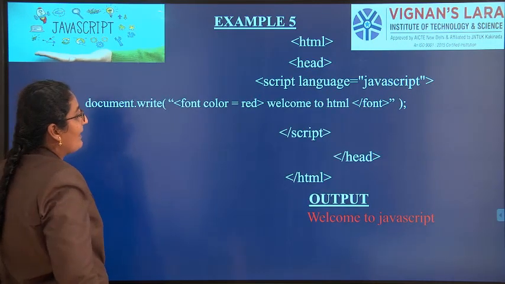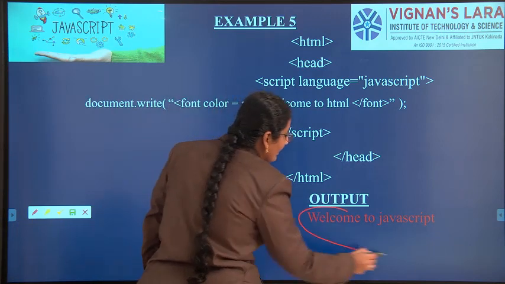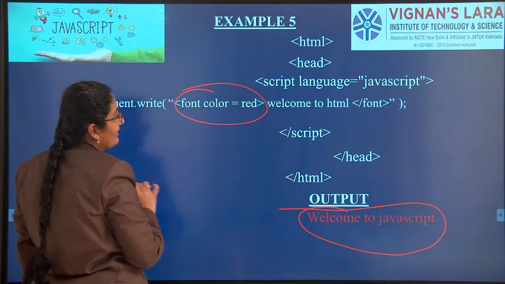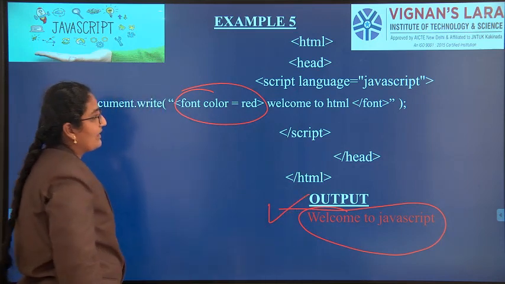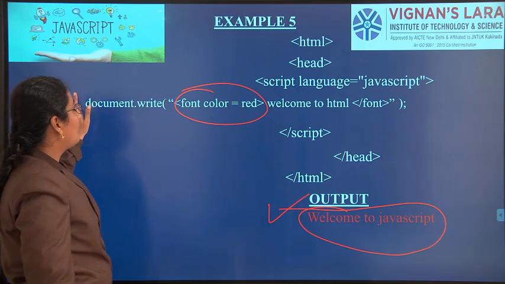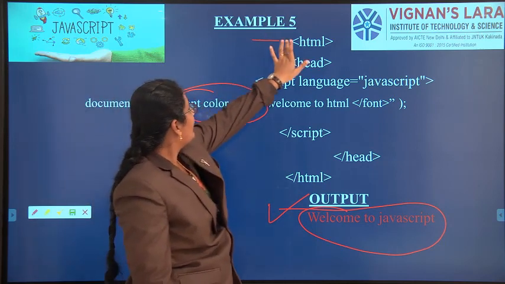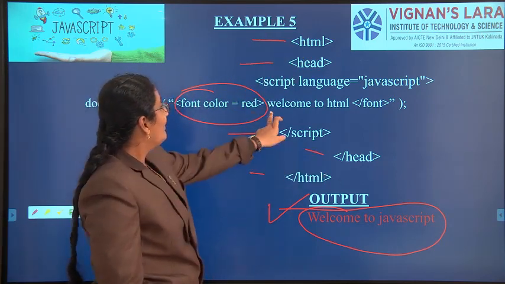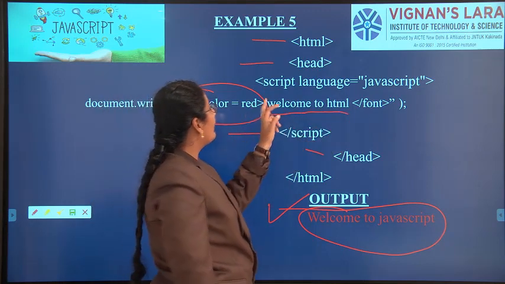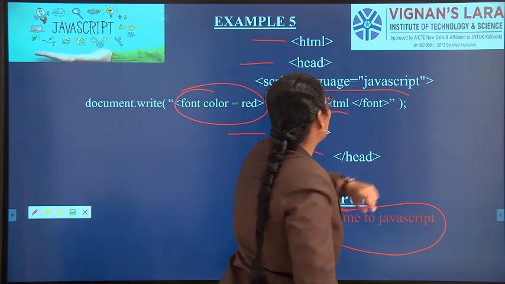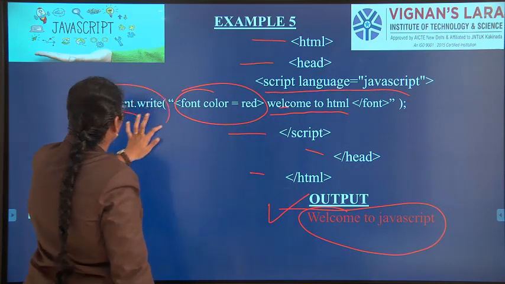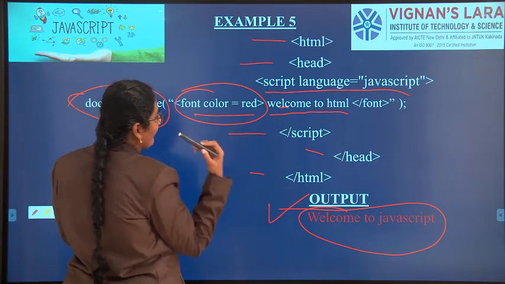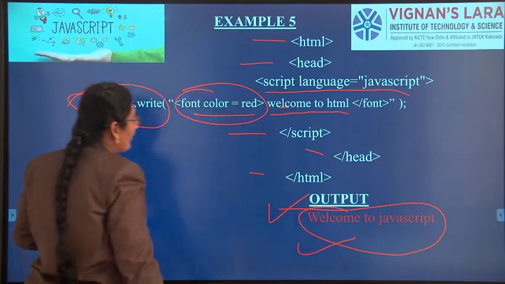See, in this example I am getting the output in red color. You can see here the output is in red color. I have given font color red, so I got red color output. Remaining everything you know: HTML, head, script, closing tags; Welcome to HTML is text, script language is JavaScript, document.write is the method you also know. Font color I have given red, so I got red color output.